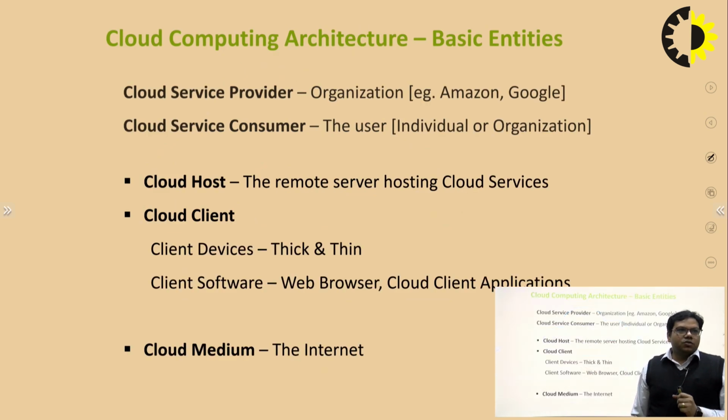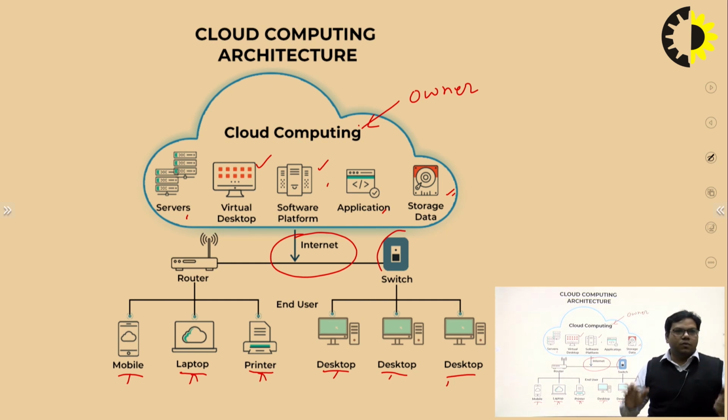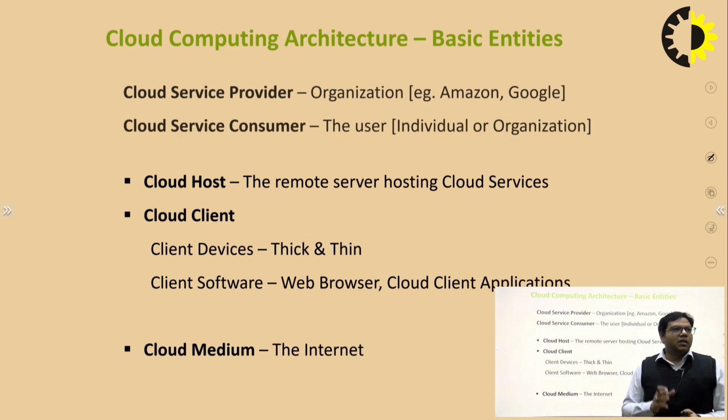So all in all, there are various components, the entities we can call them, in this architecture. The prominent one is the service provider. As we can see, this is the cloud, and there must be an owner of the whole setup. It may be any individual or any company who has set up all this infrastructure. That owner or service provider can be called the cloud service provider. It may be any organization or individual, but in most cases these are organizations.